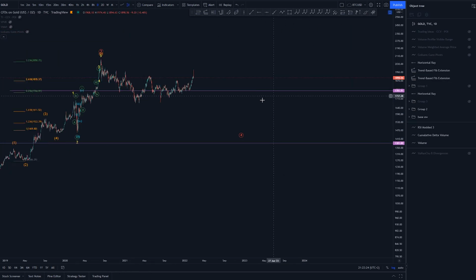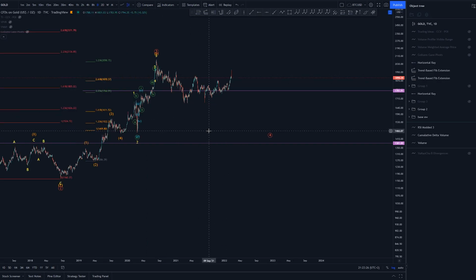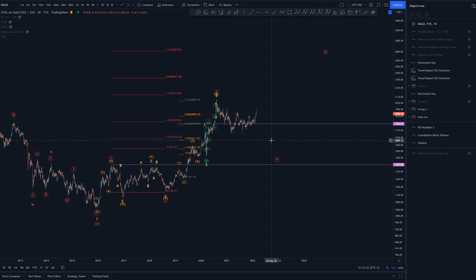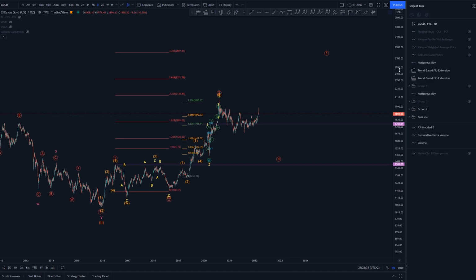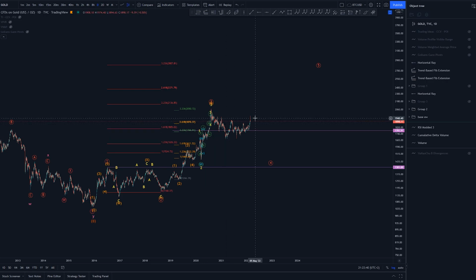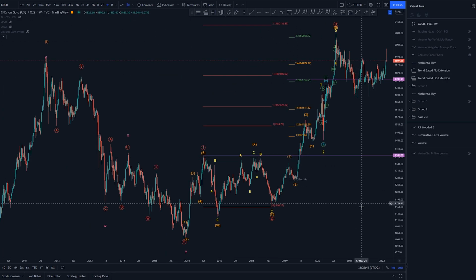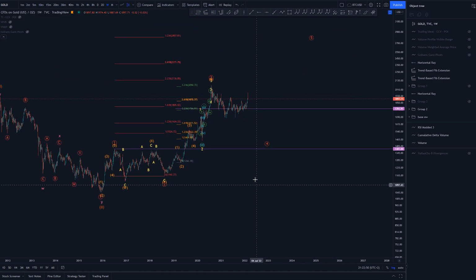Now, this current price action is largely about the war currently, and I wouldn't concentrate too much on it. I just want to give out some higher degree targets anyway for this primary wave.